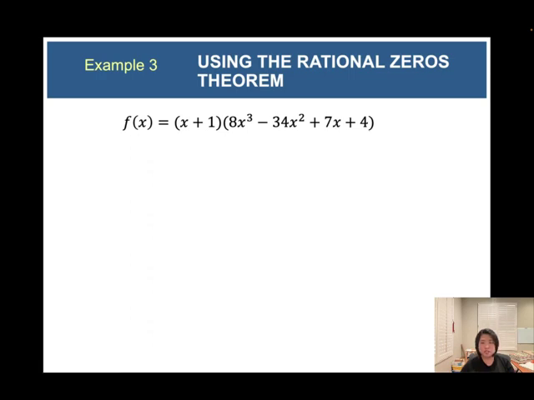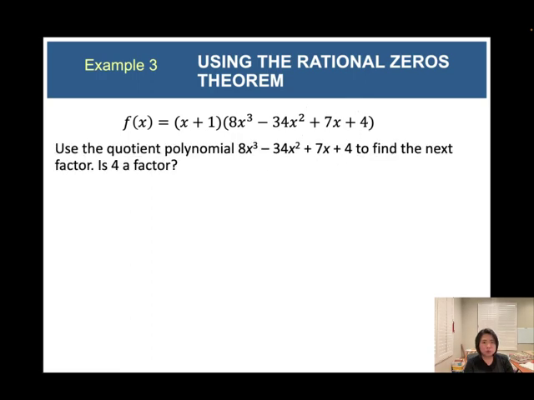Okay, we need to find all the linear factors. This is not linear. So what can we do? We're gonna keep using the possible zeros from before. So now let's try x equal to 4, using this polynomial. So write down the coefficients of this polynomial, which are 8, negative 34, 7, and 4. And then use x equal to 4.